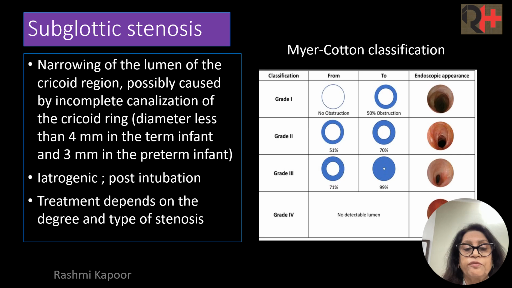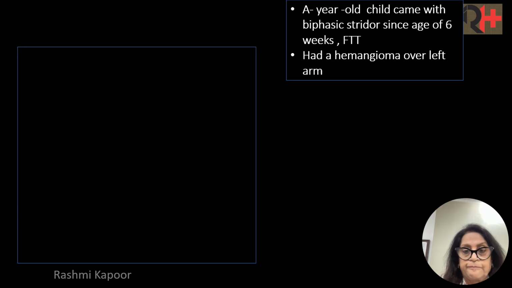Narrowing of the lumen of the cricoid cartilage leads to subglottic stenosis, and this is possibly caused by incomplete canalization of the cricoid ring, whose diameter is less than 4 millimeters in term infants and 3 millimeters in preterm infants. It can be iatrogenic, like post intubation, and the treatment will depend upon the type of the stenosis. So in the first case we needed just a balloon dilatation, and in the second case we needed to do the cricoid split.